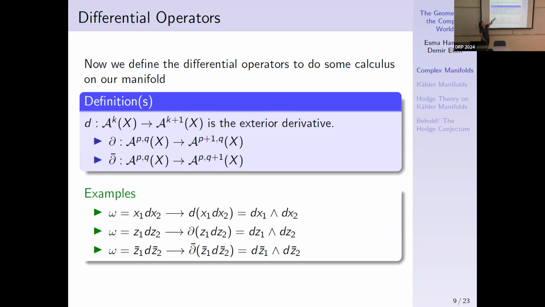The del operator takes (p,q) forms to (p+1,q) forms, and the del bar operator takes (p,q) forms to (p,q+1) forms, and I illustrated how they act.